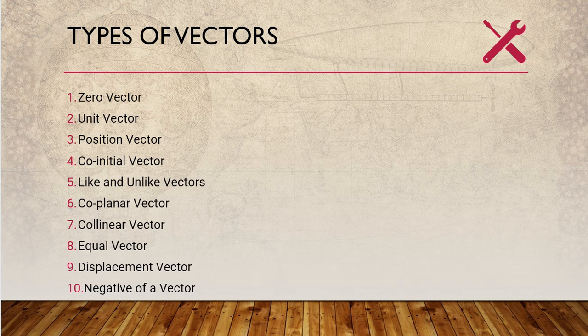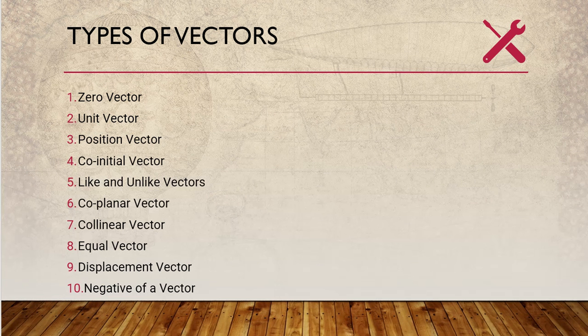If two vectors are having the same direction, then they are like vectors, but if they are having different directions, then they are called unlike vectors. If the vectors are in the same plane, then they are known as coplanar vectors. If two or more vectors are parallel to each other, then we call them collinear vectors. If the two vectors are having the same magnitude as well as direction, then we call them equal vectors.